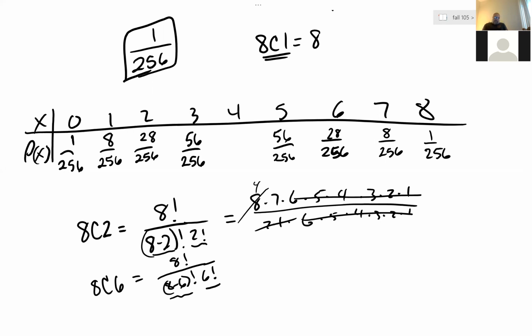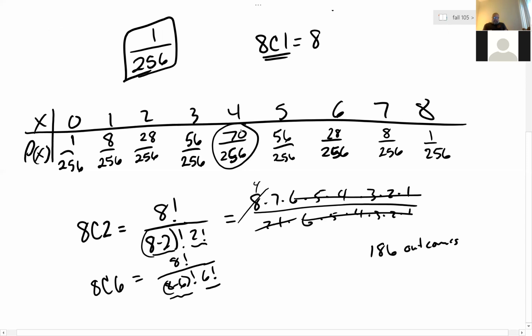So far, we've got 1 plus 8 plus 28 plus 56 plus 56 plus 28 plus 8 plus 1. So far, we've accounted for 186 outcomes. So what does that say about this last one here? The rest of the 256 had better be right there, which means 70, I guess. If you think about that, does that make sense?